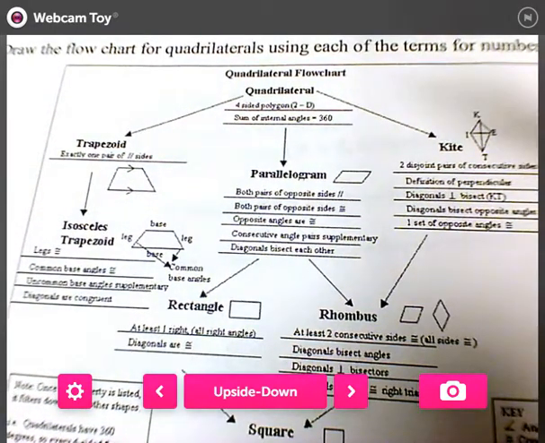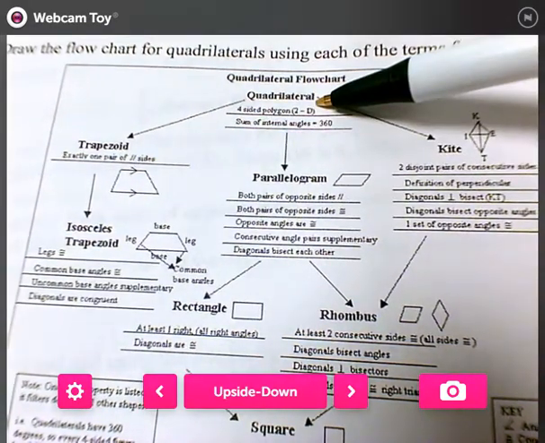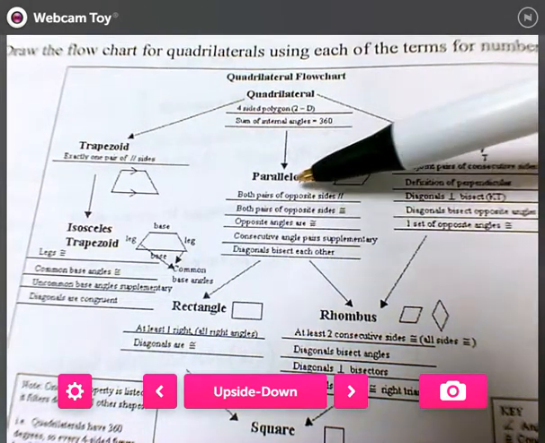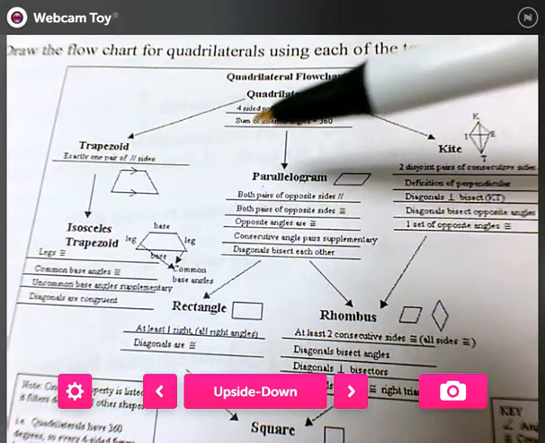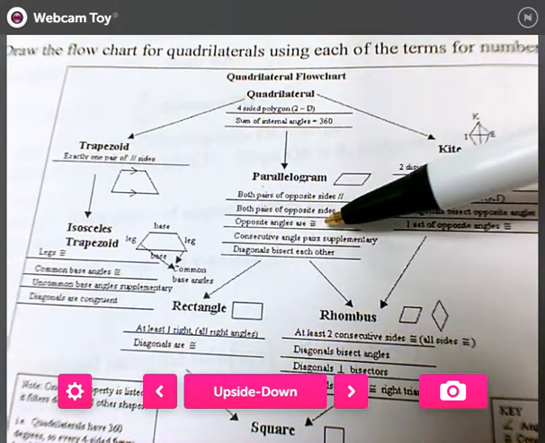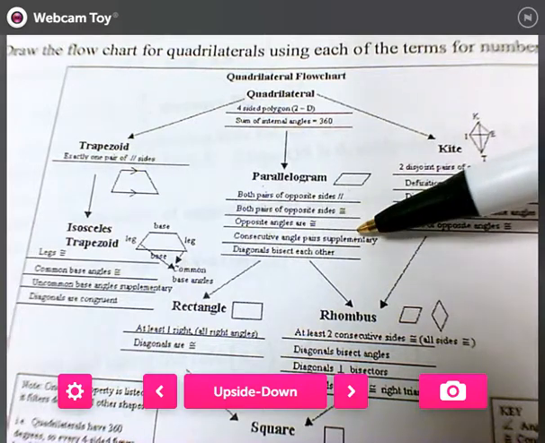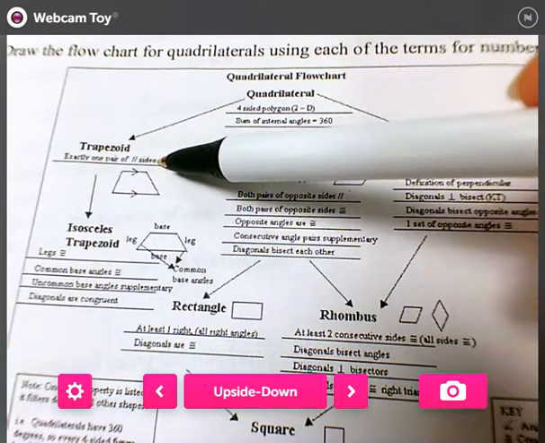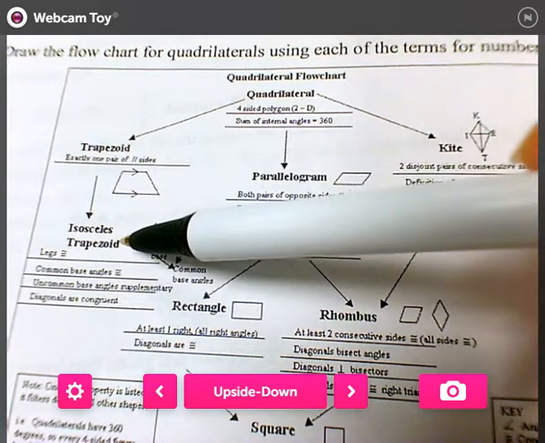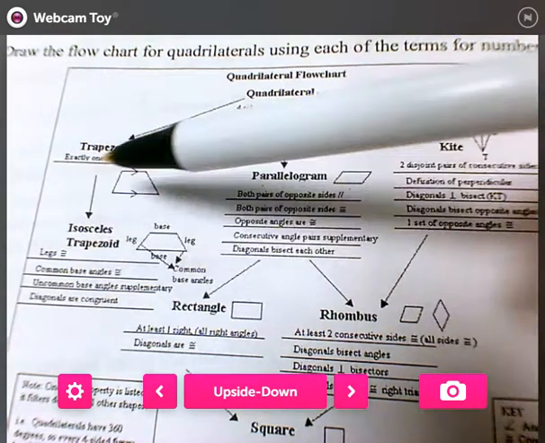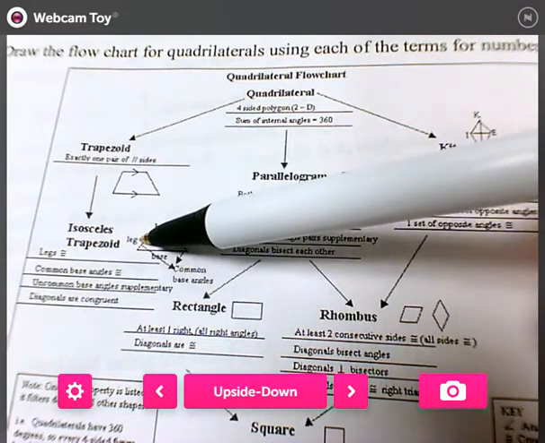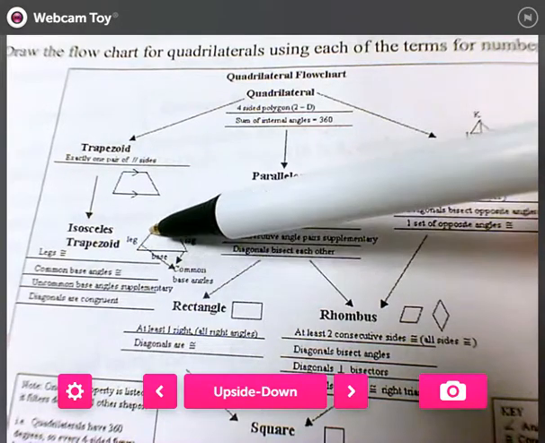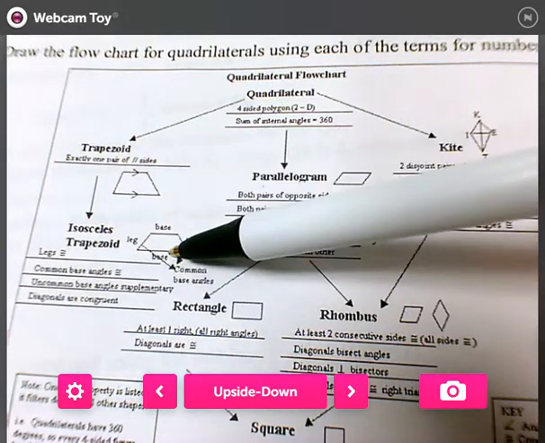A quadrilateral is a 4-sided 2D shape, and the sum of interior angles is 360 degrees. A parallelogram: both pairs of opposite sides are parallel, both pairs of opposite sides are congruent, opposite angles are congruent, consecutive angle pairs are supplementary, and diagonals bisect each other. Trapezoid: exactly 1 pair of parallel sides. Isosceles trapezoid: legs are congruent, base angles are congruent, and diagonals are congruent.